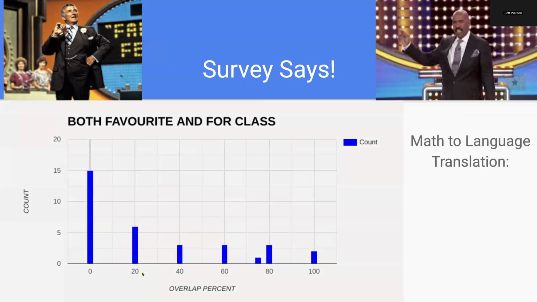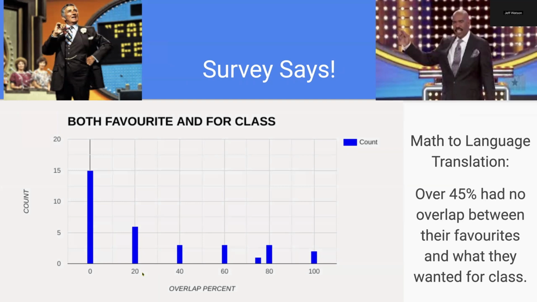What is this little chart I'm trying to tell you? Essentially, if you look over at the far left, it says 45% of you had your 5 favorites and your 5 that you wanted for class. You had no overlap. So you wanted to study things that were not necessarily your favorite. Some of you wanted one of your favorites, some wanted a couple. But in either case, for the most part, the majority of you said, let's study something that's not necessarily our favorites.